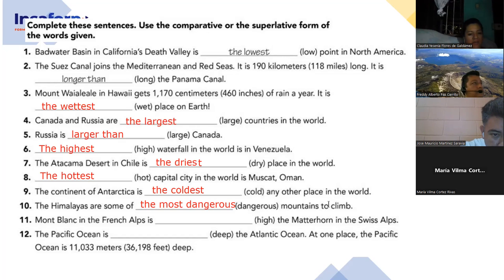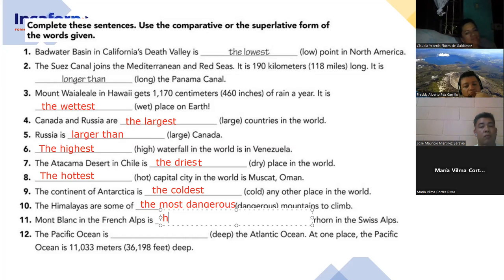Mont Blanc in the French Alps is... Oh, comparative or superlative? Comparative. Is higher than. Okay. Yeah, comparative. It's higher than the Matterhorn. Matterhorn. Okay. It's higher than the Matterhorn in the Swiss Alps.